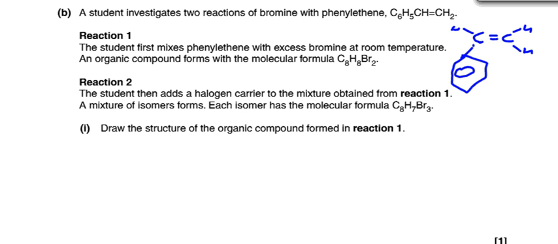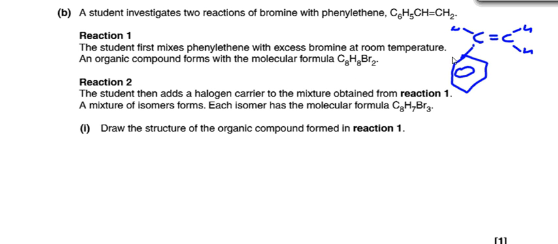Okay, in the second part of this question, we've got 2 reactions with phenylethene, which I've drawn out terribly there for you, but I think you get the rough idea. You've got a bromine attached to ethene essentially. So in the first reaction that we're looking at, phenylethene is just mixed with bromine at room temperature, and you've got a molecular formula of C8H8Br2.